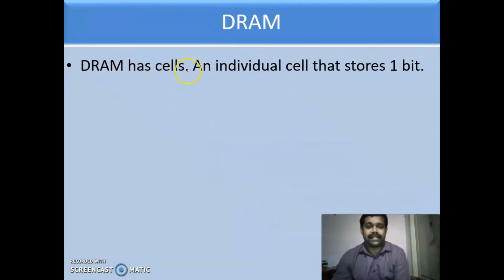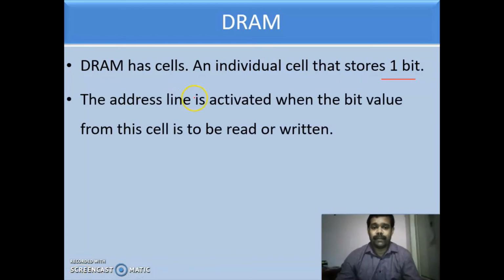A DRAM has cells, and the individual cell stores 1 bit. What does bit mean? Bit means binary digit. The address line is activated when the bit value from the cell is to be read or written. If you want to write some bit value or read some bit value, then the address line has to be activated. By knowing the address only, we can retrieve the data, and by knowing the address only, we know where to write. So we need the address.